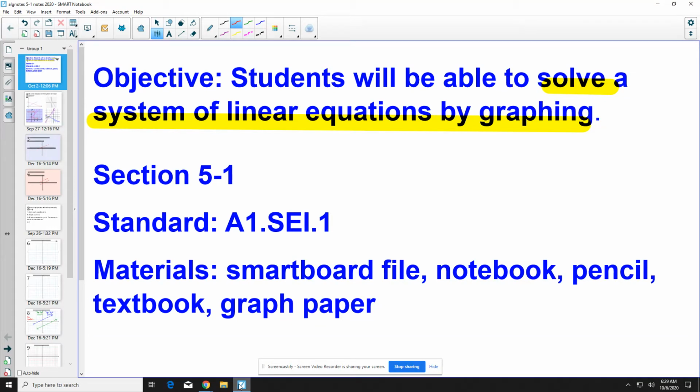Today we're going to learn how to solve a system of linear equations by graphing. So you are going to need some graph paper for this lesson. Go ahead and pause the video, get your graph paper, and when you're ready, hit play.